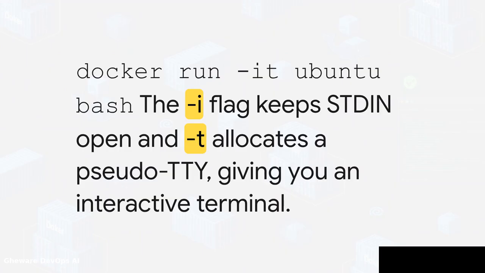Okay, now for something way more useful, getting a command prompt inside a container. For this, we use these 2 magic flags, -it. Just think of it like this. I keeps the connection interactive, and T gives you a terminal to type in. Put them together, and bam, they drop you right into a bash shell inside a completely isolated Ubuntu system. Go ahead, try running ls or cat /etc/os-release. You'll see you're in a whole different world.